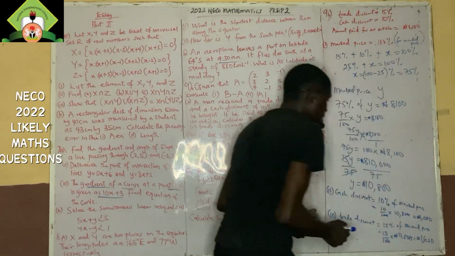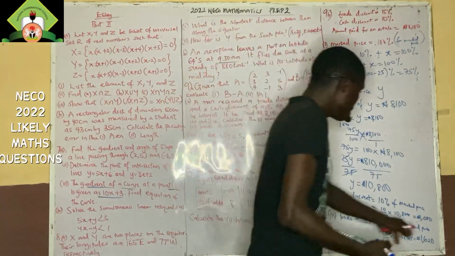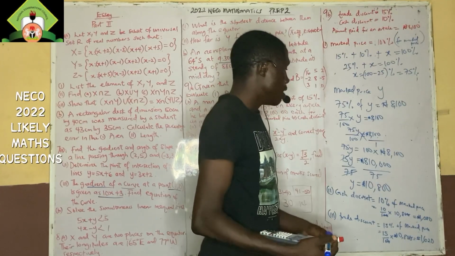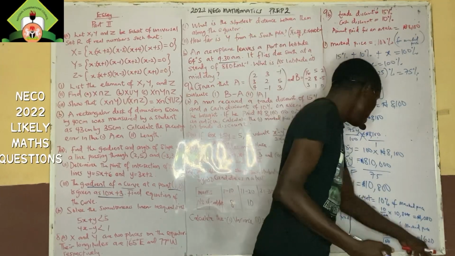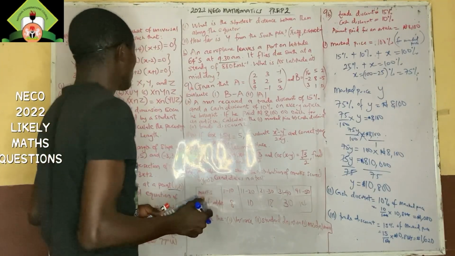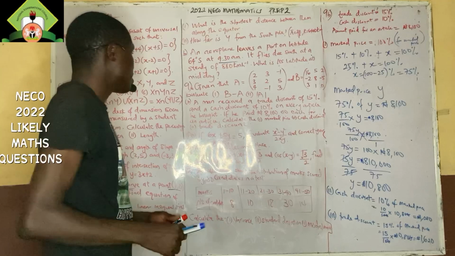So that's that about that. So now we can see that the cash discount is 1,080 naira, and the trade discount is 1,620. So that's that about question number 9b. So now let's move to question number 10.